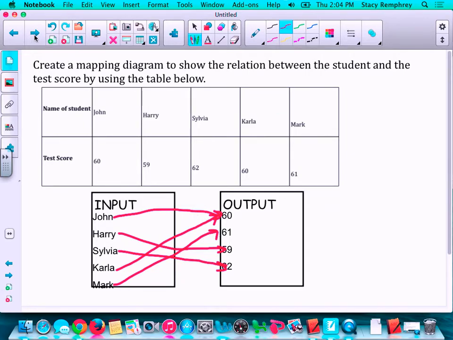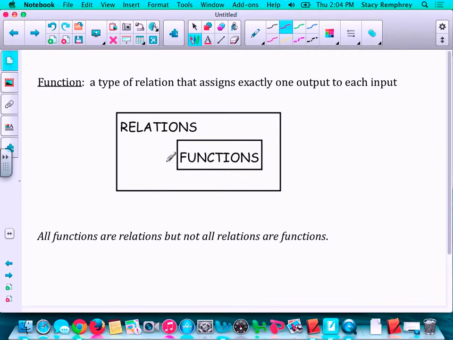Actually, next. Now, a relation is when you take anything and put it with something else. It matches up. It's an ordered pair relation between the two different quantities. So this is a person and a test score here. Now, there are certain types of relations that are called functions. So every function is a relation, but not all relations are functions.